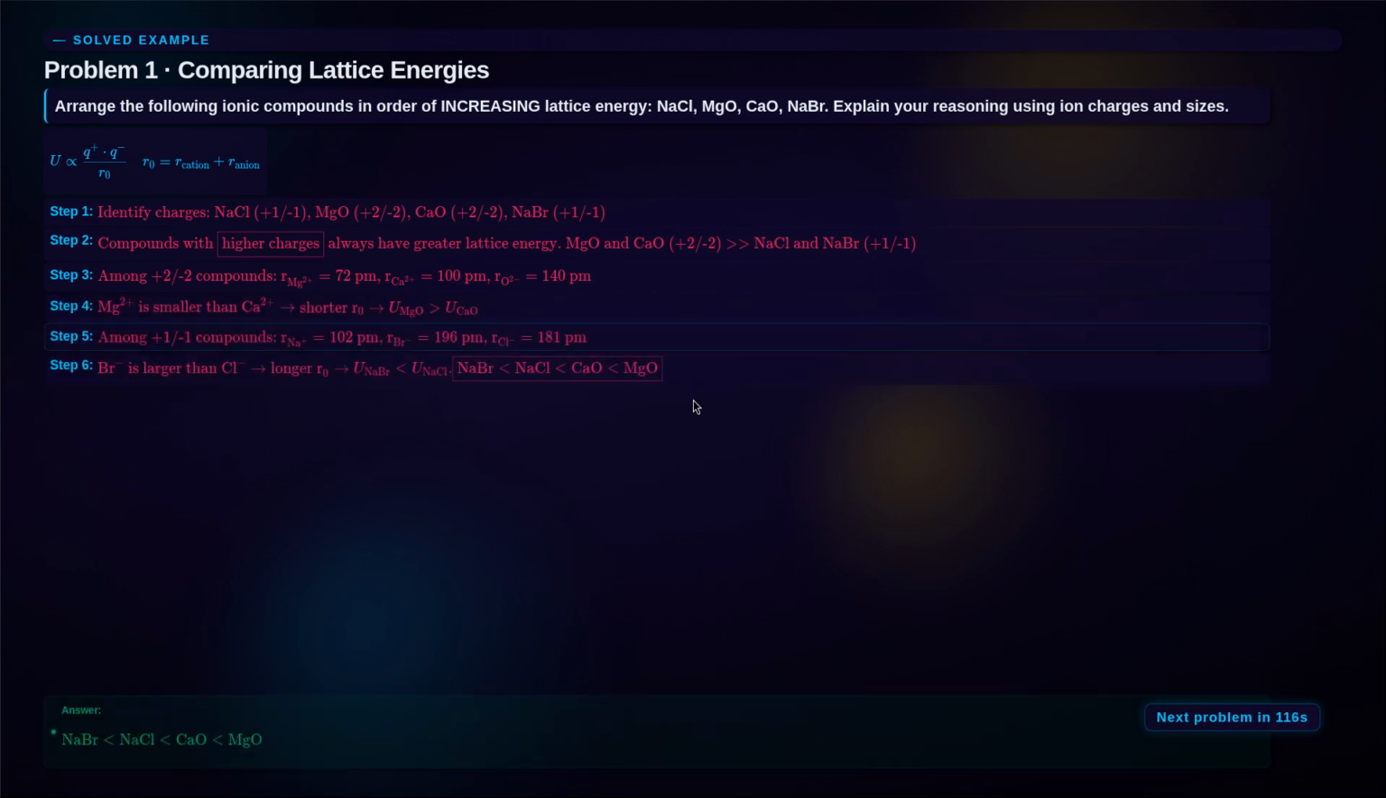Now, let us work through some problems. Problem 1. Rank sodium, magnesium, potassium, calcium, and bromine in order of increasing atomic radius.